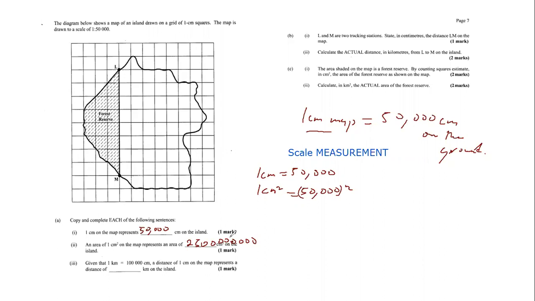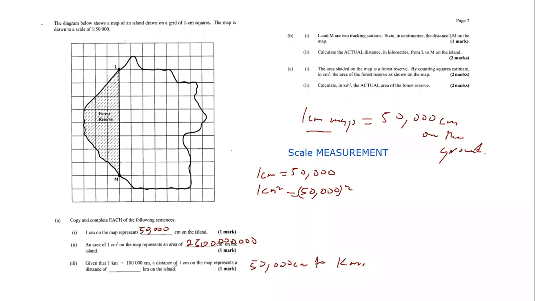So what are they asking first? They asked us to convert the 50,000 centimeters to kilometers. How do I convert from 50,000 centimeters to kilometers? What do I do? You divide. You divide by what? By 100,000, right? So we divide this one by 100,000.